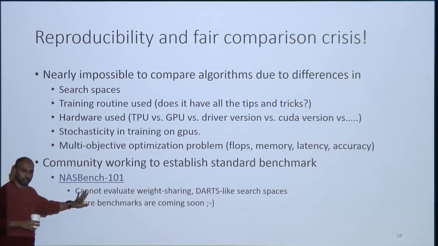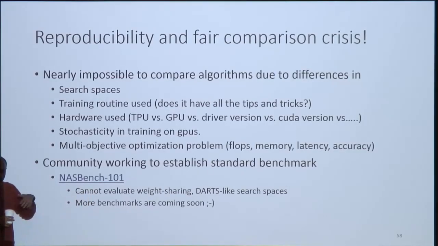But that had limitations. Things like weight sharing and DARTS-like search spaces cannot really work there, including our incremental approach, but more benchmarks are coming soon, and the community, I'm pretty sure, will rally around them. It will also bring NAS research to communities who cannot afford it. Unless you are a big industry lab with 5,000 GPUs, you won't even touch this, right? So it'll democratize it a little bit more.